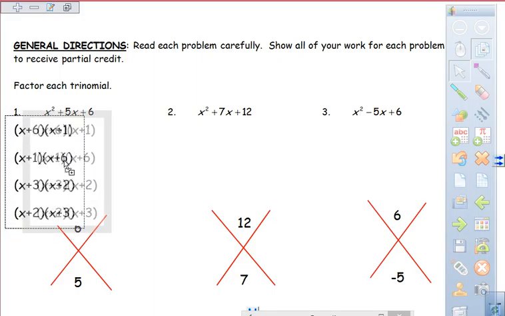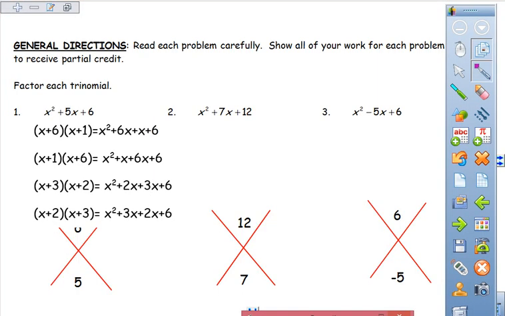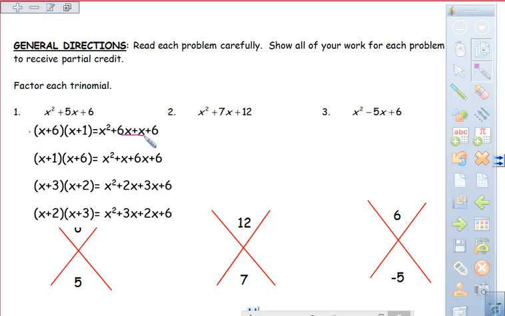So here are the choices that I think about: 6 and 1, 1 and 6, 3 and 2, or 2 and 3. So we want to check these scenarios to figure out where could these multiply out to give me x squared plus 5x plus 6. If I were to FOIL these choices out, my first choice here would give me x squared plus 6x plus x plus 6, where my insides and outsides would make 7x, which is not that 5x we're looking for.